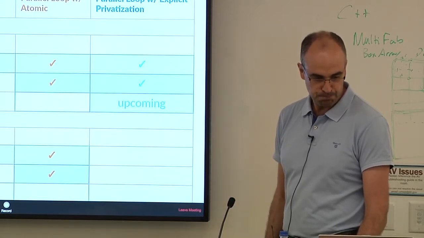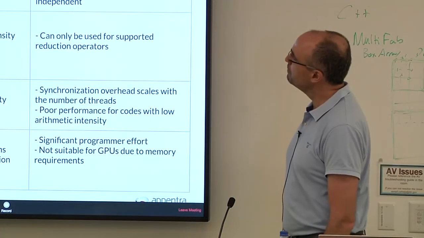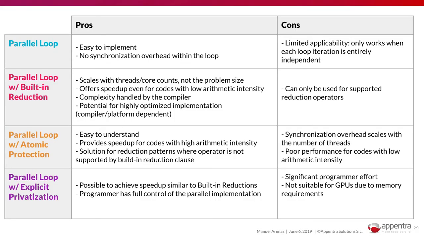Okay, so pros and cons. I think that more or less we have discussed all of this, but this is to summarize the pros and cons of each of these strategies. In general, remember that the only one that has no synchronization overhead is parallel loop. And it is easy to implement. It is great because you don't need any additional synchronization. The analysis in terms of patterns guarantees that each iteration writes on a different memory location. No need to worry about potential race conditions or incorrect behavior.